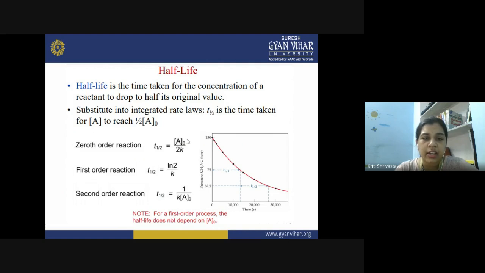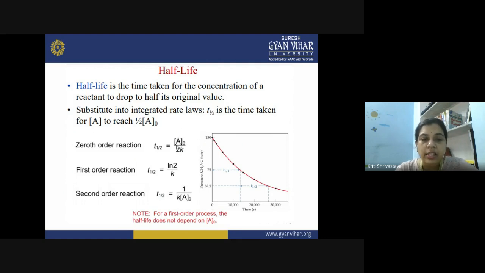If you look carefully at these expressions, one very important point is that for a first order process, the half life does not depend on A naught, that is, the initial concentration of the reactant. So if your reaction is proceeding via a first order mechanism, then the half life will never depend on the initial concentration. The half life for the zero order and second order reactions depends on the concentration term. In the zero order reaction, the half life is directly proportional to the initial concentration of the reactant. So the greater the initial concentration of the reactant, the greater will be the half life.